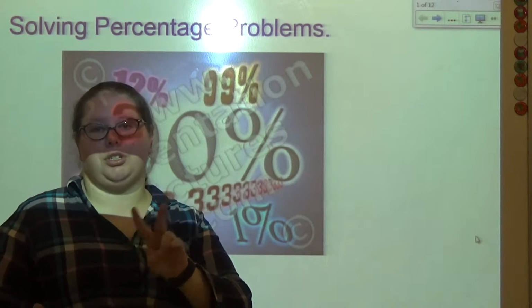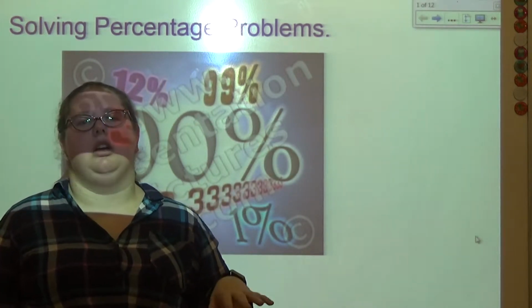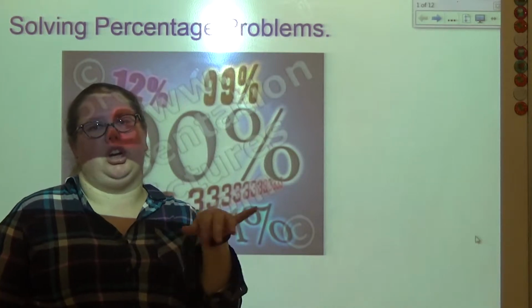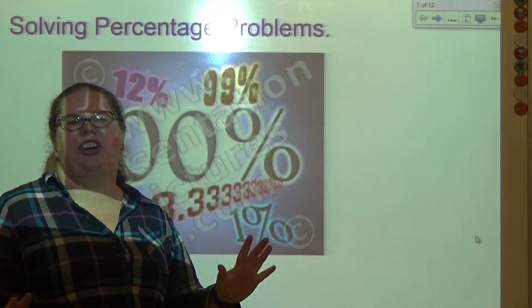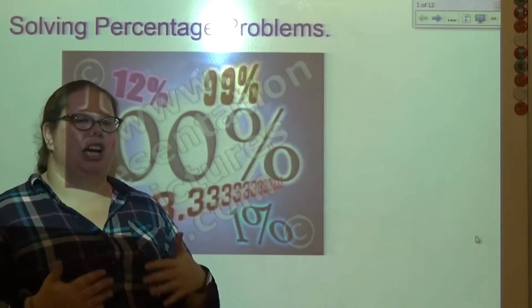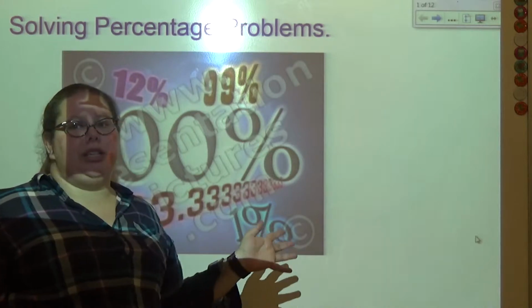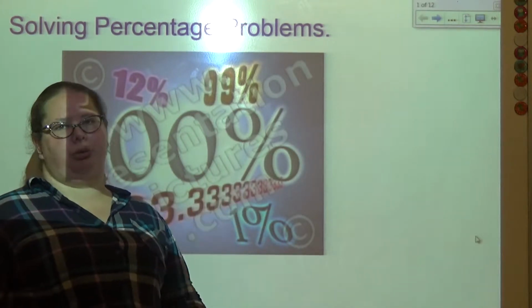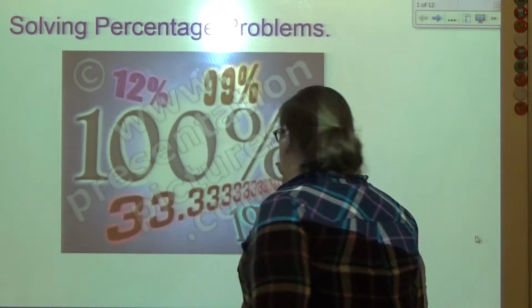I actually have two versions of this lesson. This lesson is going to involve proportions. My other lesson is going to be more of an algebraic method, because they're very different, and it's a different kind of understanding of using percents. So either way is good, it's really just what you prefer, which method. So proportions is today.